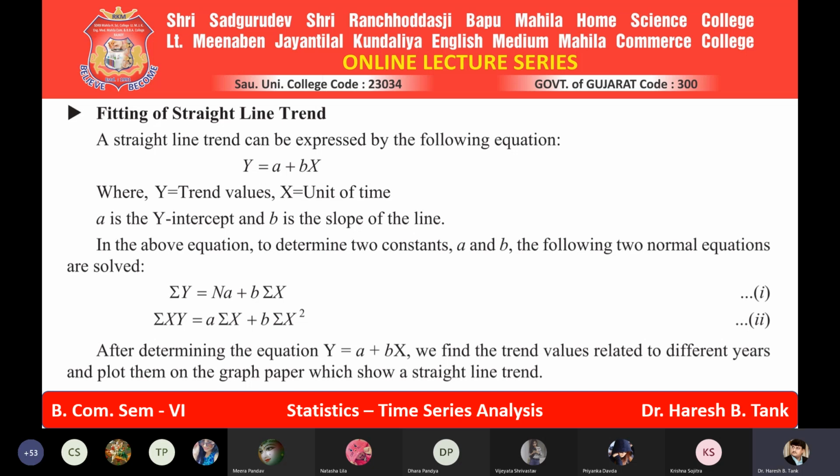Once you get these two equations, now just observe summation of y, which you can get from the data. n is the number of observations which you will be able to get from the data set. Summation of x can be found from the data. Summation of xy can be found from the data. And summation of x square can be found from the data.